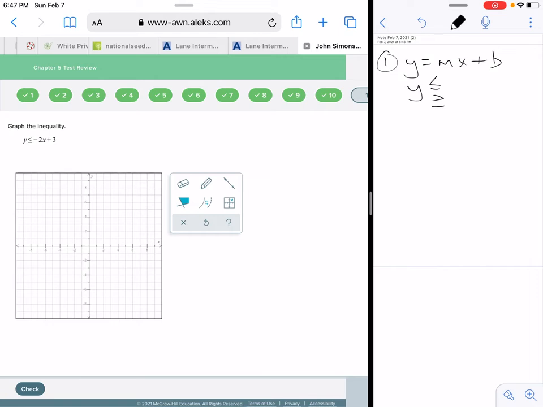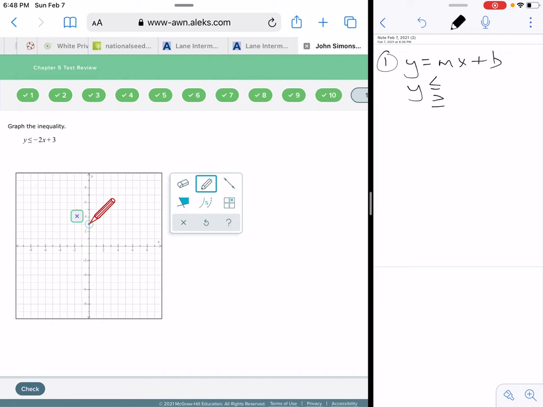So once you have that, and this one's nice because it gives it to you, it's ready to go. You always start by plotting your y-intercept first. And so my y-intercept is 3. Okay, so I'm gonna grab my line tool. Or actually, I think you can do this with points too, can't you? So I'm going to go up to 3 and put in a point. So you've got a point there.